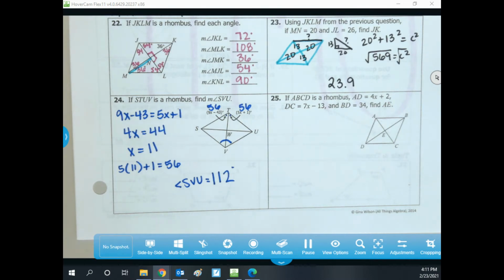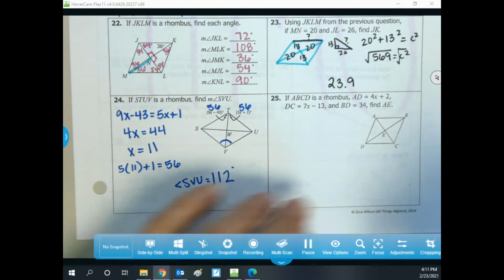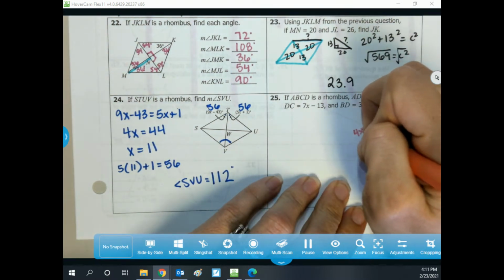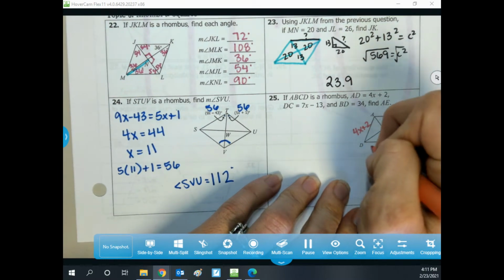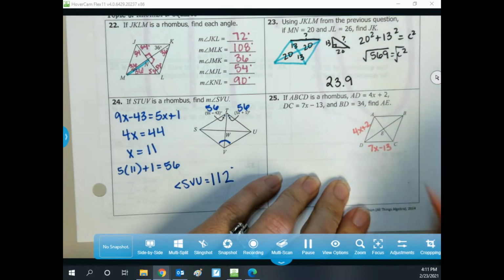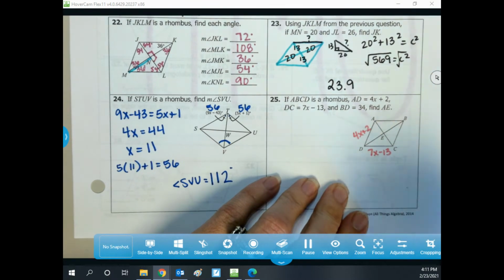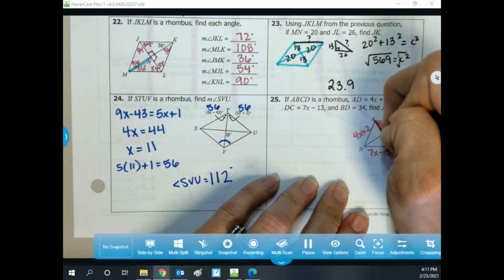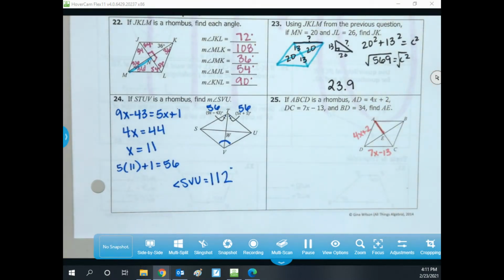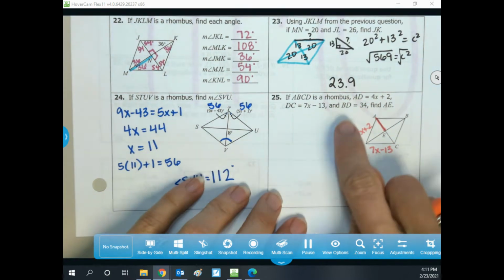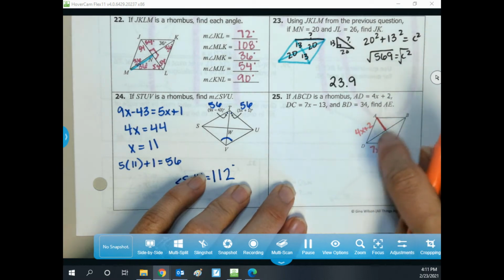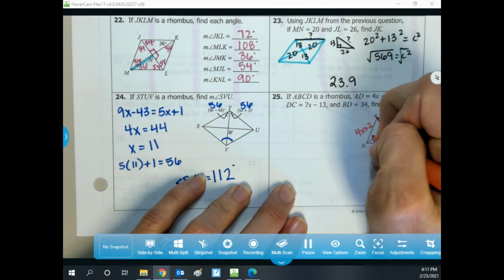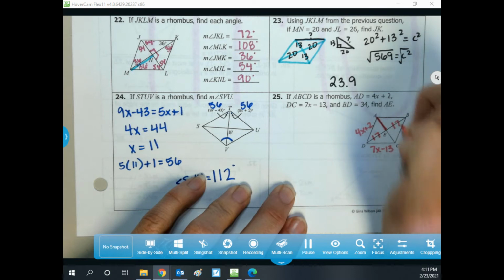All right, number 25. If ABCD is a rhombus and AD equals 4x plus 2, that's this side right here, and DC equals 7x minus 13, find AE. So AE is this little half piece right here. All right, so first of all, BD equals 34. So if BD equals 34, that's this whole diagonal. That means each one of these pieces is 17.